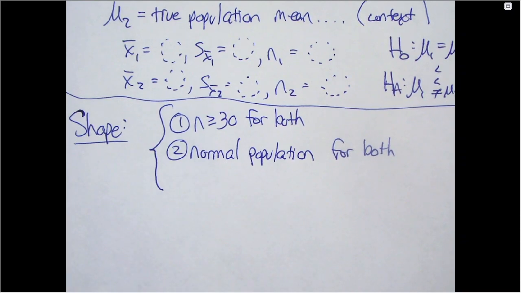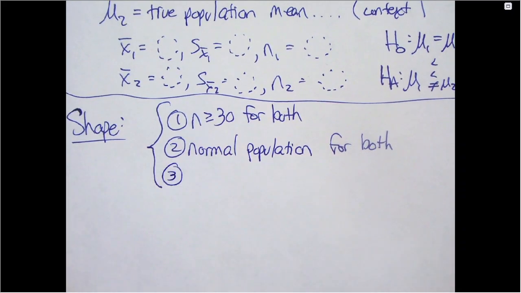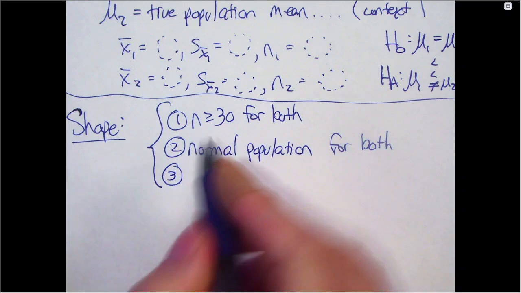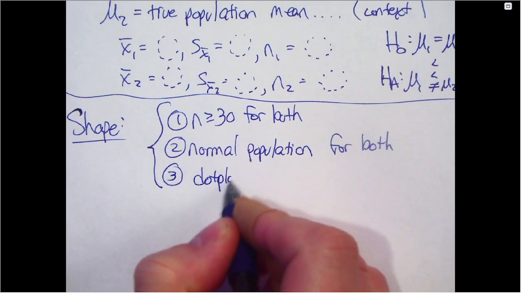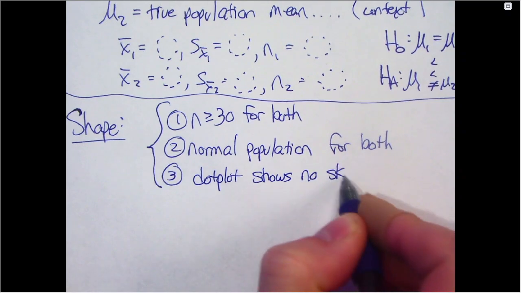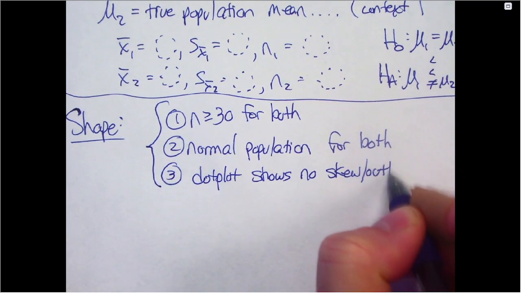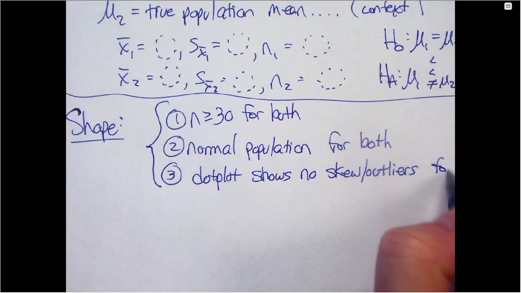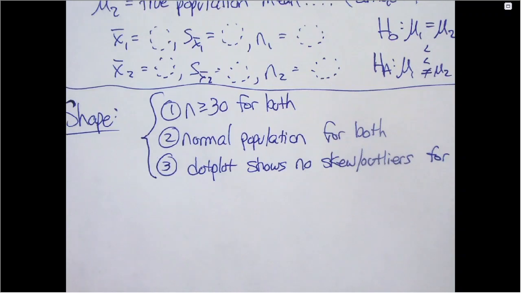But if it doesn't, then remember, what's the third thing that we have to do that's annoying sometimes if we don't get one of those first two? So a dot plot shows no skew or outliers for both. So you gotta put for both samples.